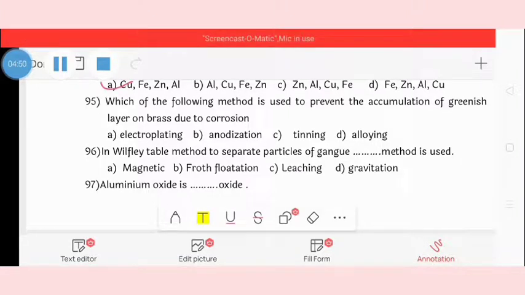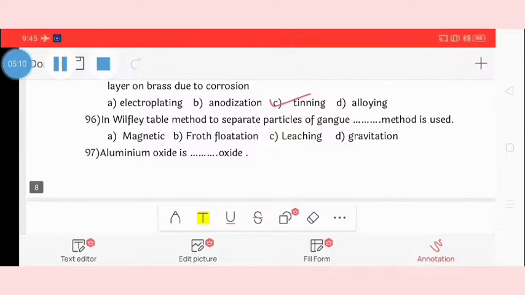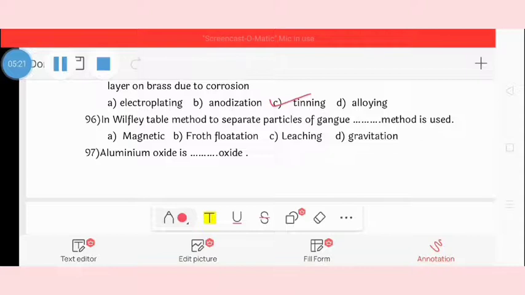Which of the following methods is used to prevent the accumulation of a greenish layer on brass due to corrosion? So the correct option is tinning. Option C is the correct option, that is tinning. Next, in the Wilfley table method to separate particles of gangue, dash method is used. So the correct option is gravitation.